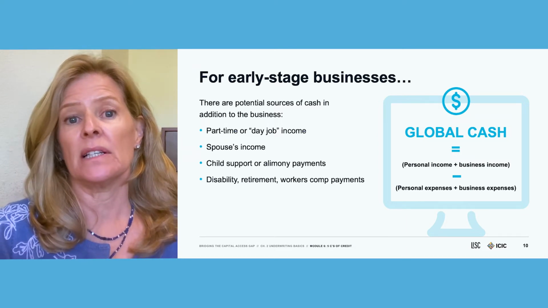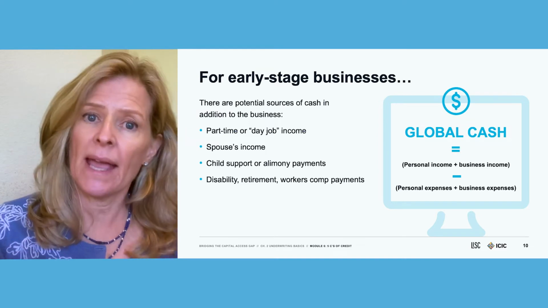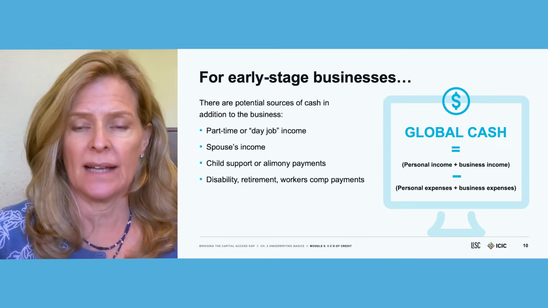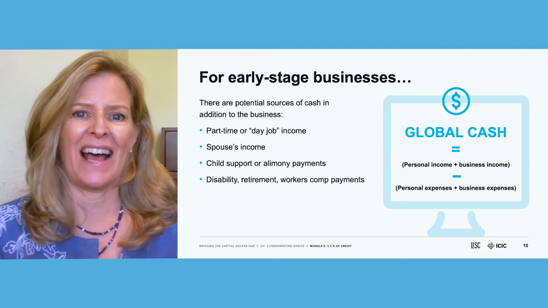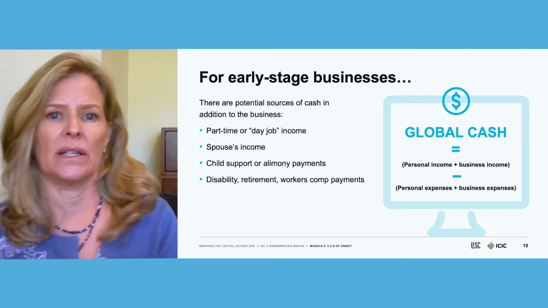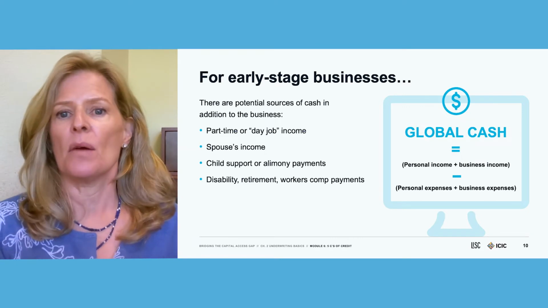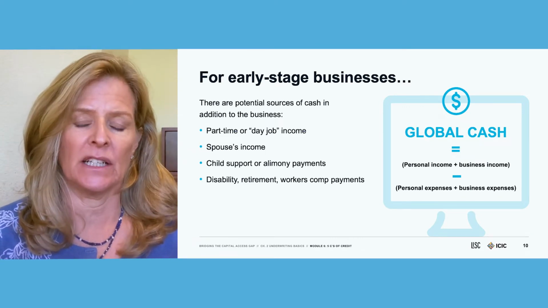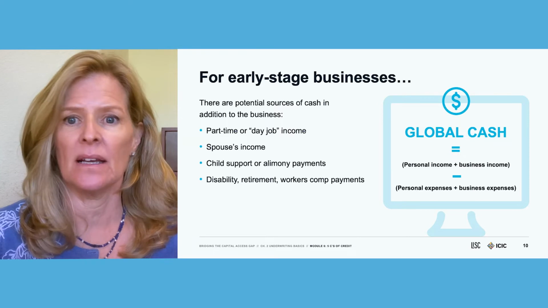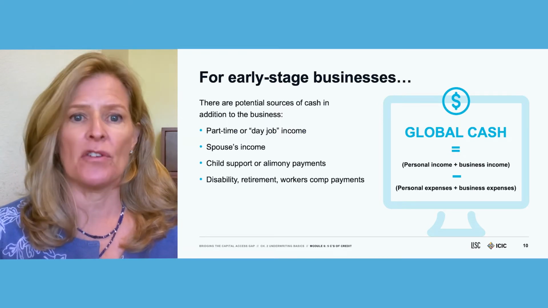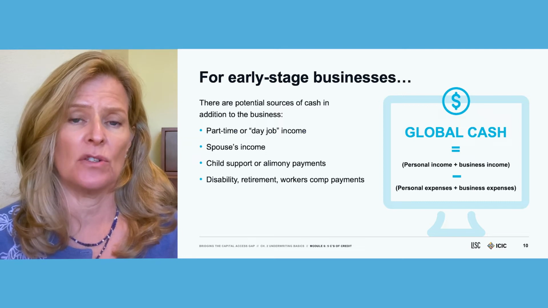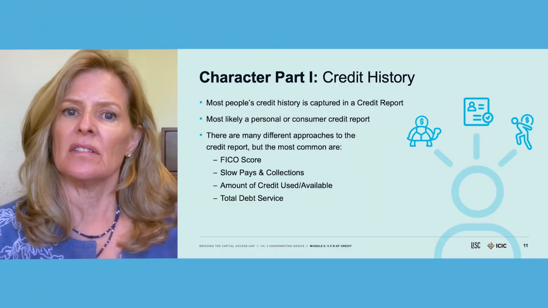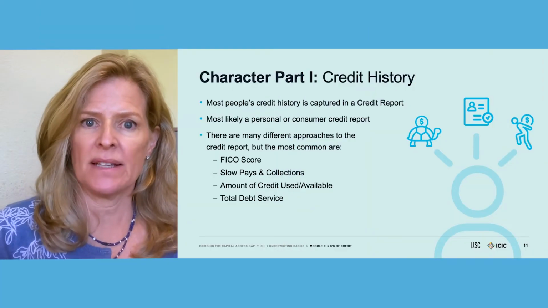There's potentially other sources of repayment that some lenders will look at, such as the day job of the owner. So maybe the owner still has a regular employment job while they start the business or run the business. Perhaps their spouse has income that can contribute to the cash capacity analysis. Maybe there's other kinds of payments coming into the household that also contribute to the cash situation. So that's our quick intro to cash capacity.